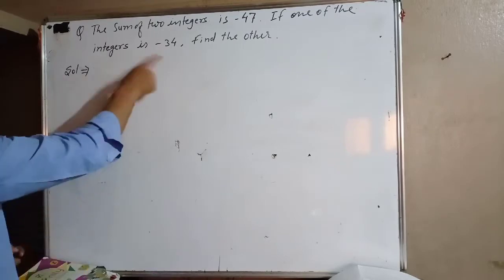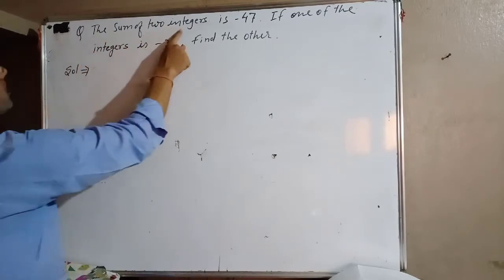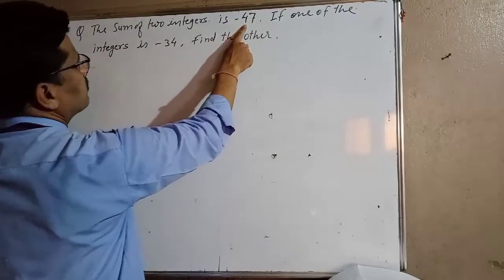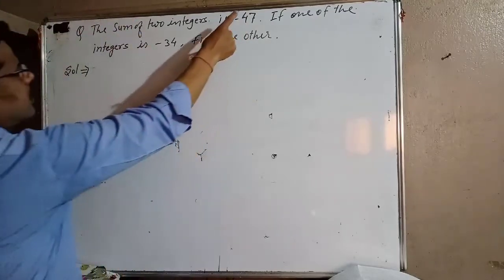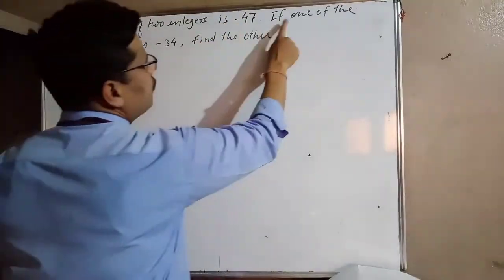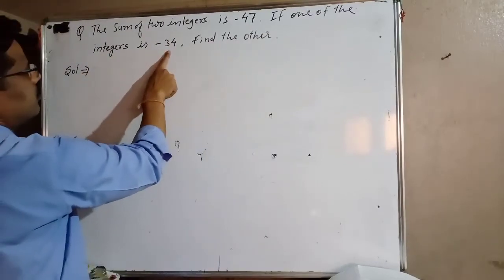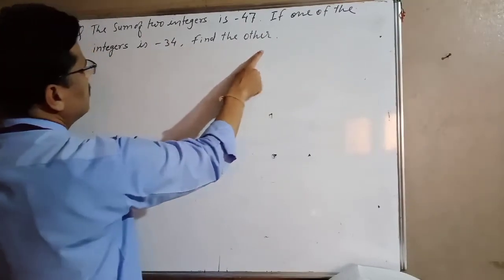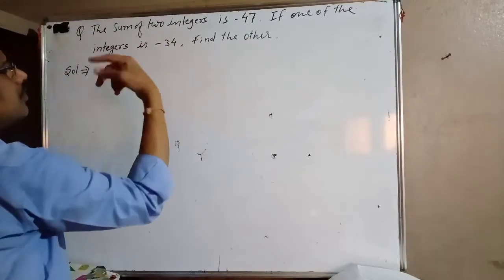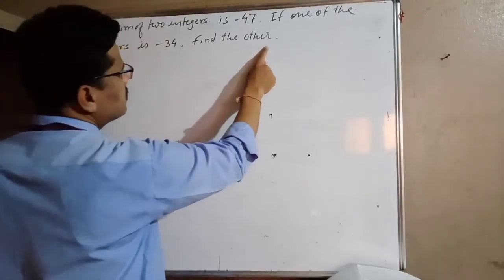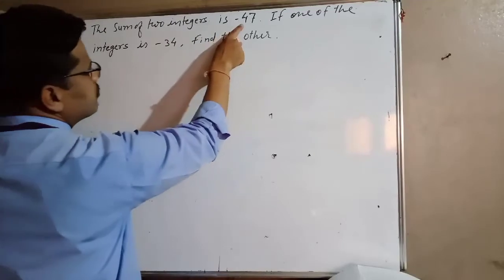Now we will solve this word problem. The sum of two integers is minus 47. We have given that the sum of two integers is minus 47. If one of the integers is minus 34, find the other integer. We are having one integer. We want to find out the other integer whose sum is minus 47.